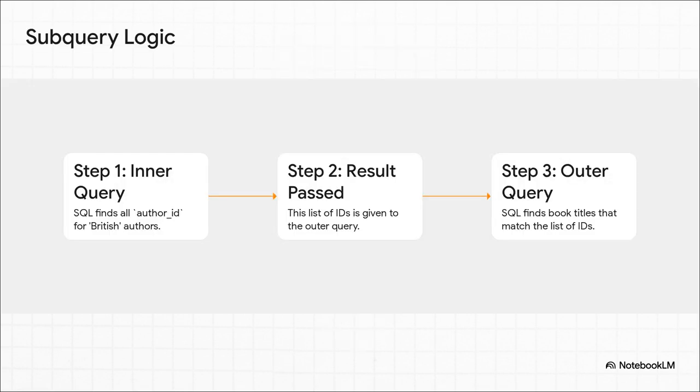You got to think about it from the inside out. First, that inner query runs. It goes and finds the IDs for all the authors who are British. Then, it takes that list of IDs and just hands it off to the outer query. Finally, the outer query runs, using that list as its filter to find all the books. It's like a little data assembly line.